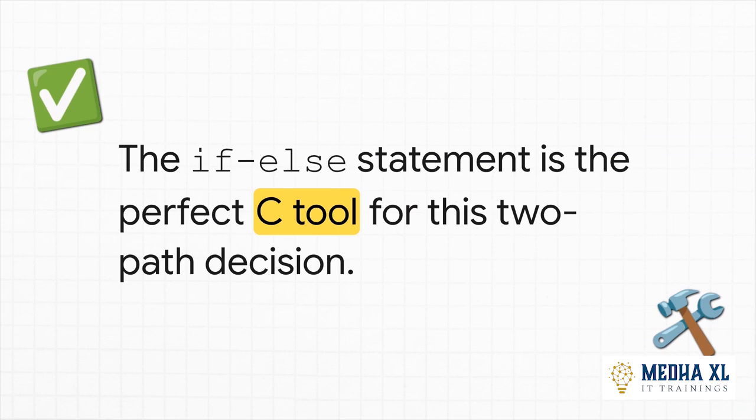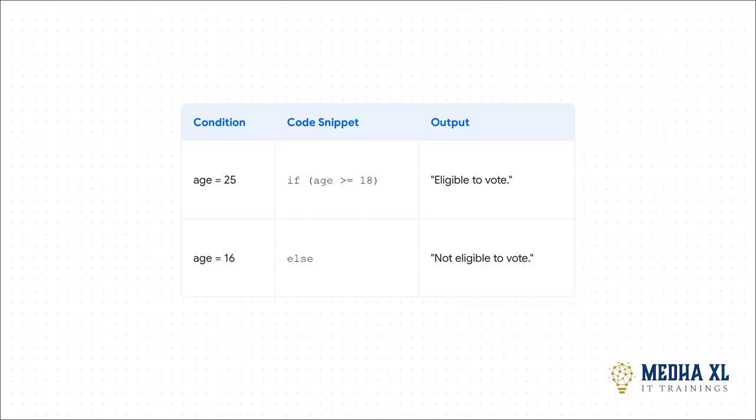And for this exact kind of this or that decision, C has the perfect tool just waiting for us, the if-else statement. It's so straightforward. If a condition is true, do one thing. Else, do the other thing. And just look at this. You can see exactly how our logic turns into code. If the age is 25, that if condition is true, and boom, eligible to vote. But if the age is 16, the condition is false, so the program just skips down to the else path and prints not eligible. It's simple, it's clean, and it's incredibly powerful.